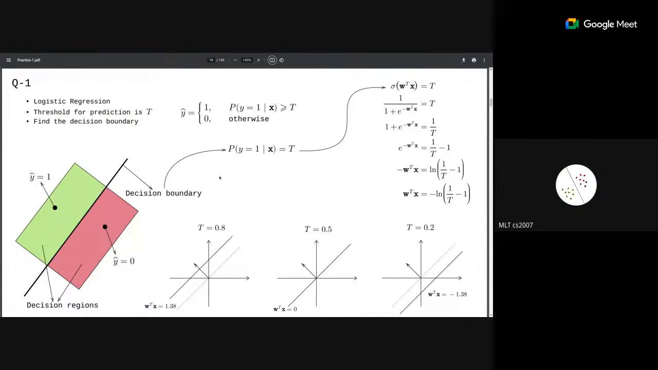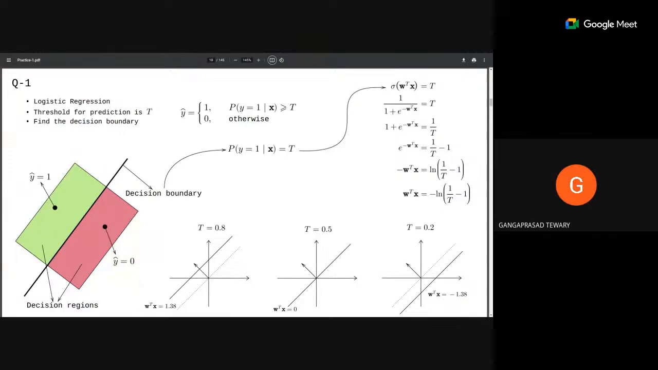So the reason I'm linking this to the decision boundary is as follows. The decision boundary is that part of the surface where, if you just step to one side, you will predict 1, and if you just step to the opposite side, you will predict 0, right? So when will that happen? That will happen when p of y equal to 1 given x is exactly equal to t. Only in that case will you move slightly to the left and predict 1, move slightly to the right and predict 0.